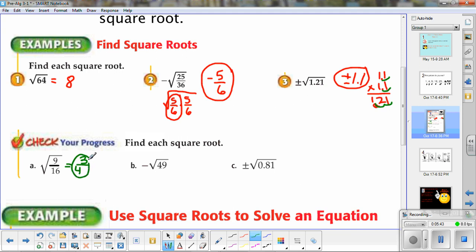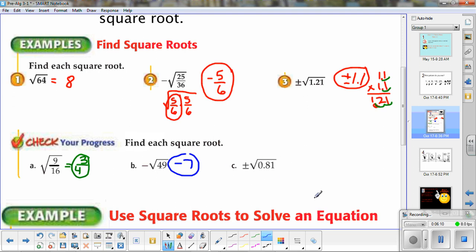And it's going to be positive 3/4. Now in our next example, we have a negative sign in front of it, so we're going to want the negative square root of 49. Well, what two numbers multiply together to give you 49? It would be 7 and 7. So -7 is the negative square root of 49.